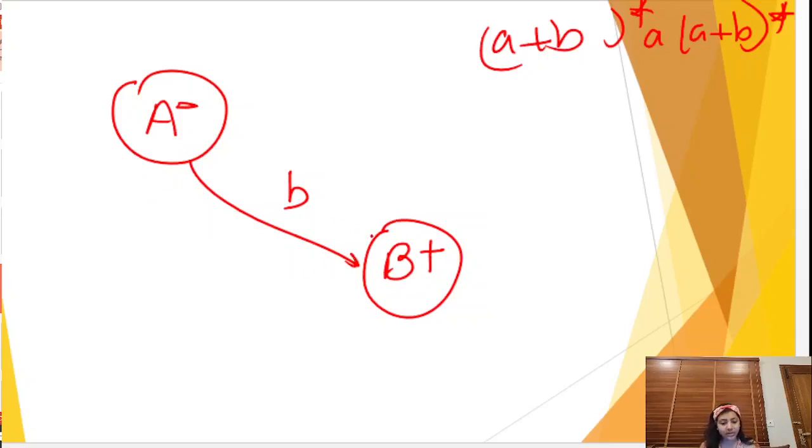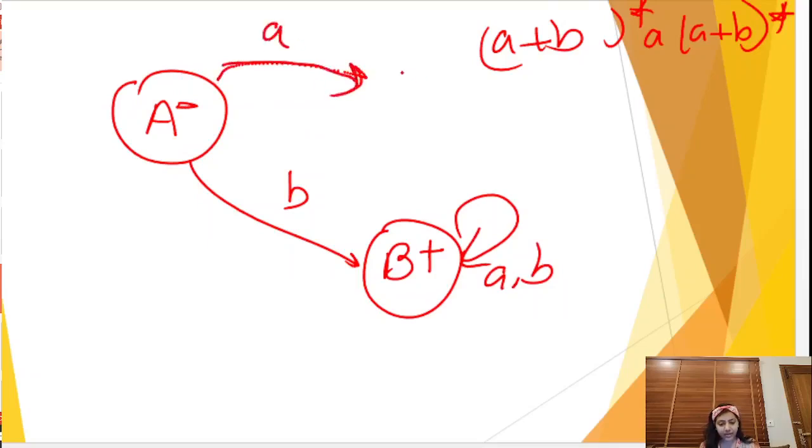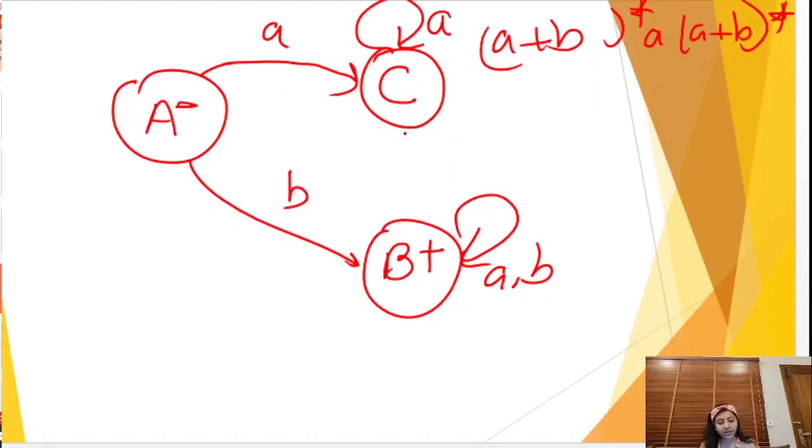On receiving B, we move to the final state. On receiving A and B, we remain here only. Let's say on receiving A, I make a move to another state, let's call it C. Then, no matter how many A's I receive, I remain in C only. Then, on receiving a B, I make a move to my final state.